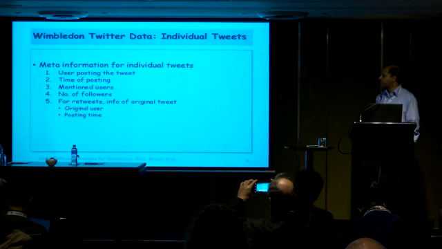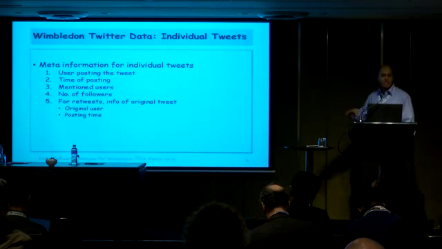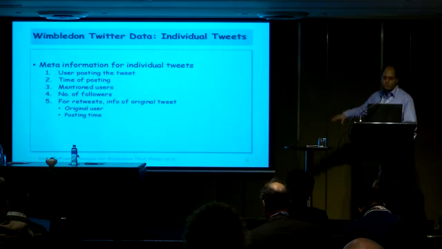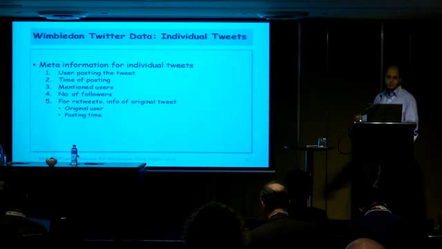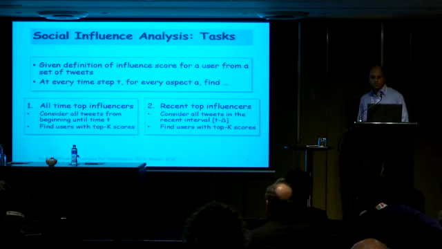And for tweets which were retweets, we had the meta information of the original tweet embedded within the information for that tweet. So for example, I knew who the original user was and what the posting time of the original tweet was. So that was the data that we got for analysis. So what did we have to do on top of this data?